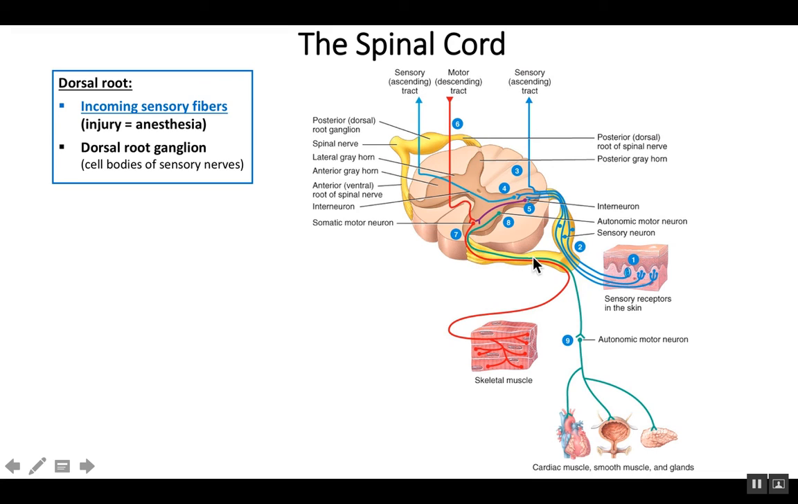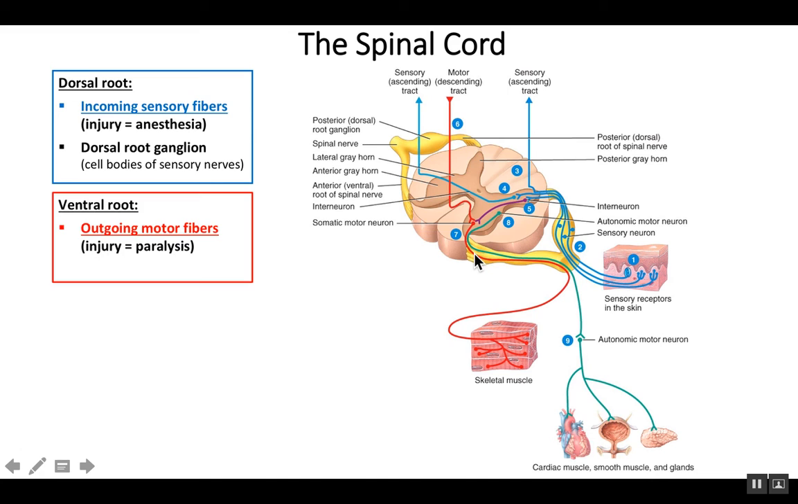It might come out that same ventral root, but since it's an autonomic neuron, it's going to be going to either cardiac muscle, a smooth muscle organ, this is showing the bladder, or it could be going to a gland. So notice all the motor neurons are in the ventral root. So the ventral root contains outgoing motor fibers, whereas that dorsal root contained incoming sensory fibers. If you damage or sever that ventral root, it would paralyze.